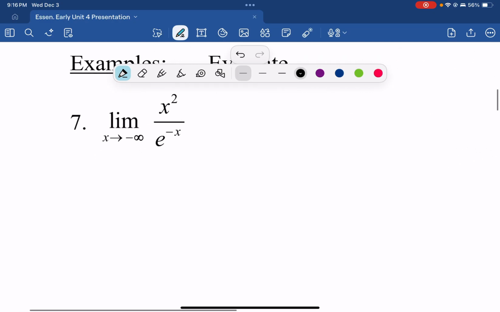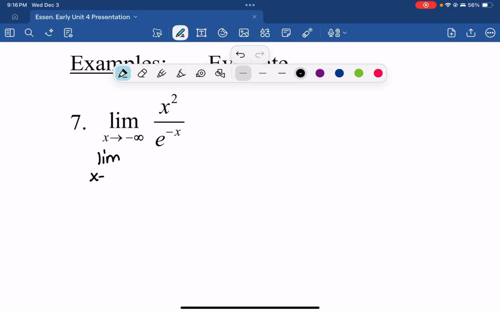So let's look at example 7. I've got the limit as x approaches -infinity of x squared over e to the -x. Okay. So thought process, right? If I plug in -infinity to x squared, anything squared is positive, so I'll get positive infinity. If I plug in -infinity to e to the -x, well, a negative times a negative is positive. E to the infinity, still infinity. Okay, so we're going to get infinity for both of them.